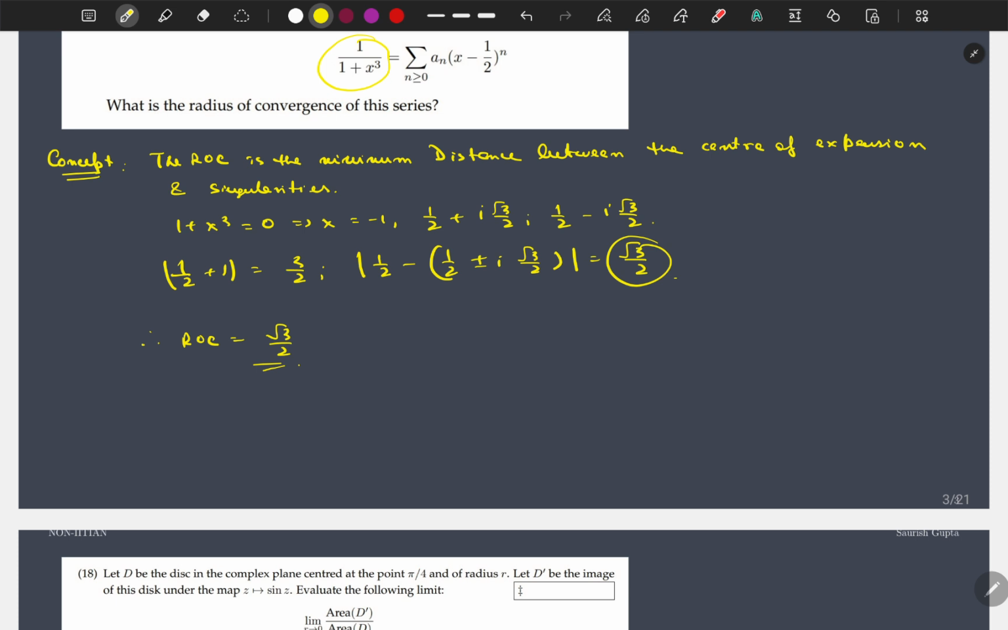Is it clear? So in this problem, what we typically did was we just lifted the notion to the complex field and solved it there. Okay, is it fine?